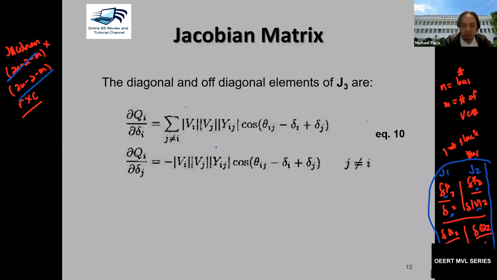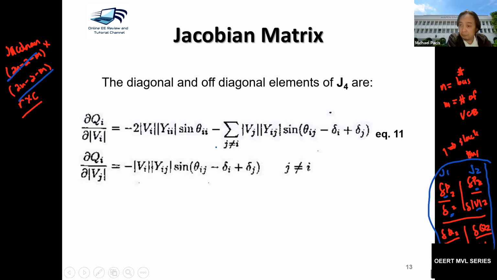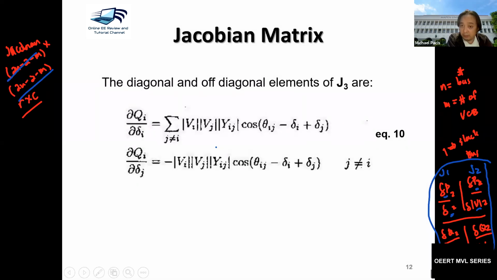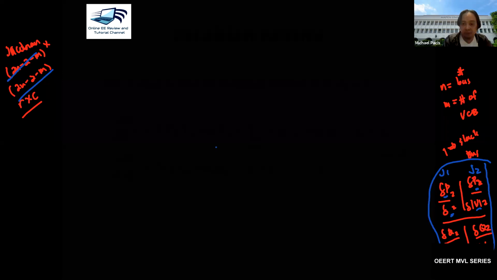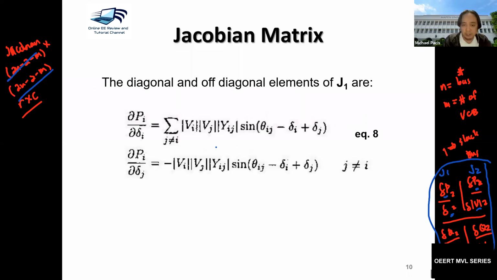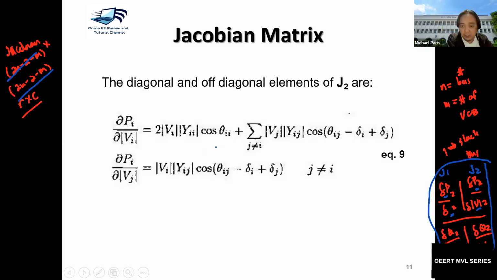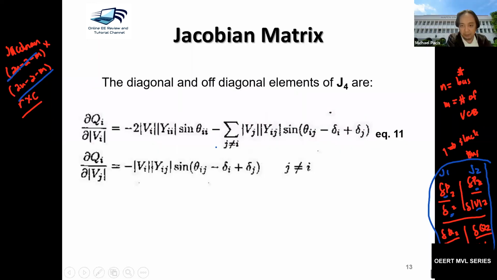Look, spam yung may 2 rito. This is for J3. This is for J2. And this is for J1. As you can see, the only difference pala is cosine and sine for J2 and J4. Ayan, napansin ko rin pala.